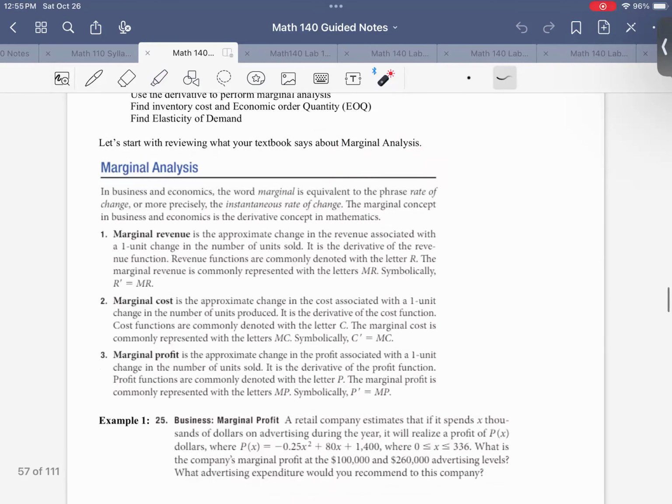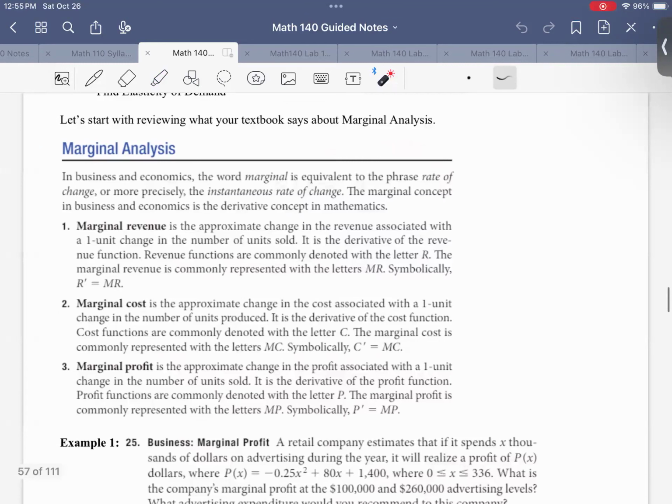So, marginal analysis in business and economics. The word marginal is equivalent to the phrase rate of change. More precisely, it is the instantaneous rate of change. So, the marginal concept in business and economics is a derivative concept in mathematics. So that is how the derivative helps us in business and economics.